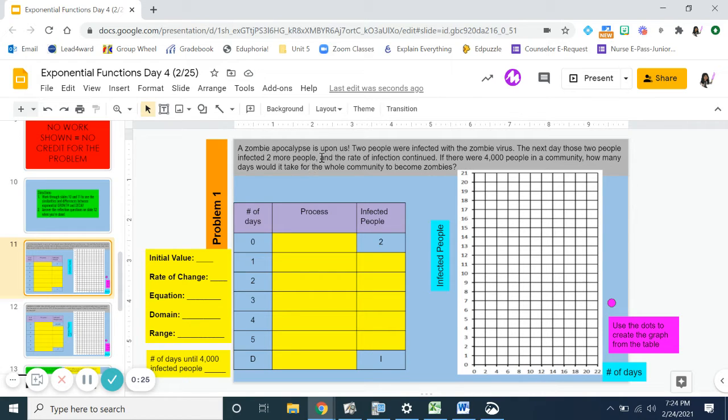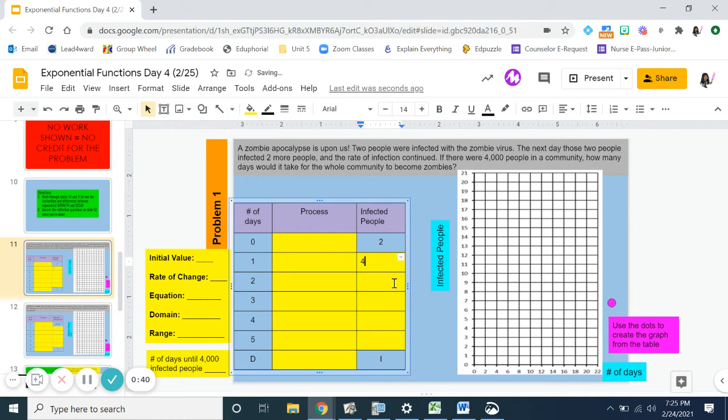But in problem one, you'll notice that it starts off with two people who were infected, and then after day one, they've infected two other people. So now there's a total of 4 people who are infected, okay? And then that rate is going to continue on, okay? Now there's 4,000 people in this community. So by the time you're done, you'll reach eventually 4,000. That's what the goal is, okay? So find out the information in the table, plug that into your calculator so that you can get the equation, and then you can fill out all the other information.